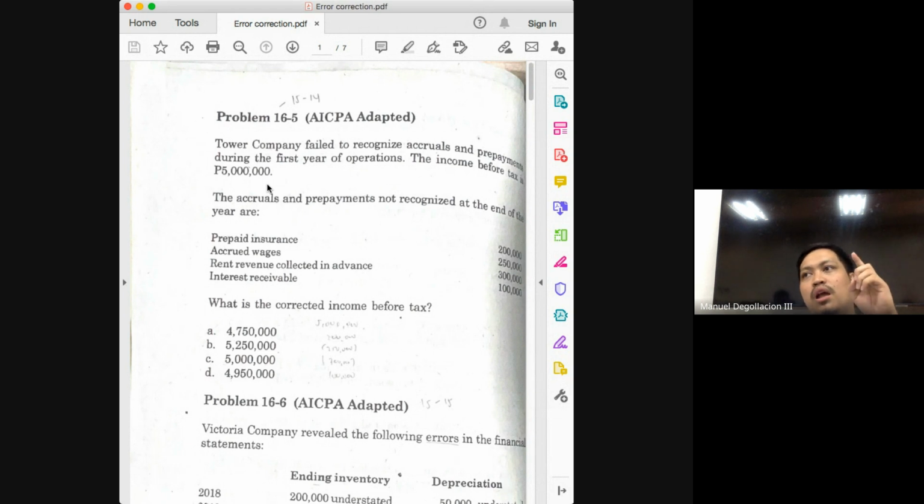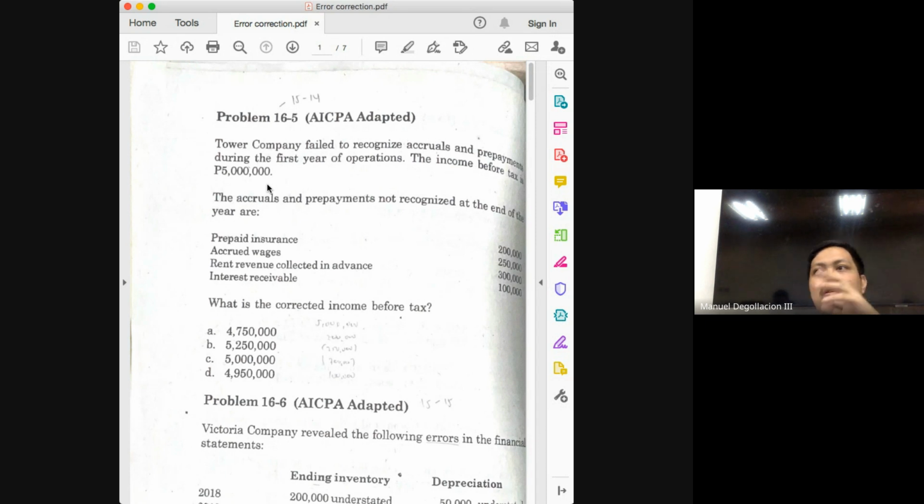But were we able to record that entry? The answer is no. And with that failure, what is the effect? Our unearned revenue account would be overstated and our rent revenue account would be understated. Because we failed to recognize rent revenue, our rent revenue is understated. So what does that mean? In the computation of your net income, the amount included there for your rent revenue is also understated. So if your rent revenue is understated in the computation of your net income, what is the effect on your net income? Net income would be understated as well.